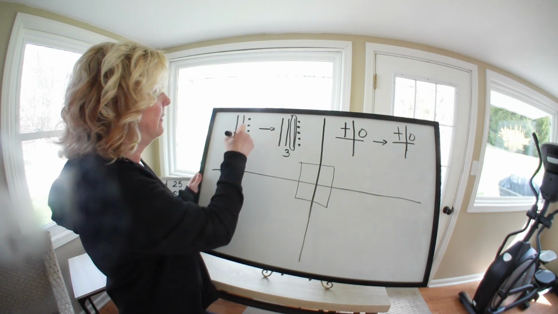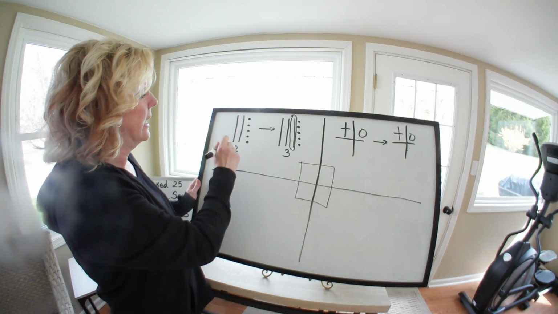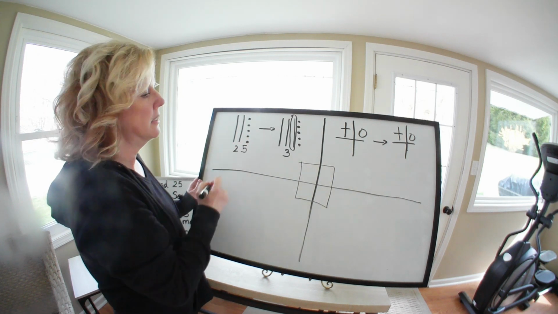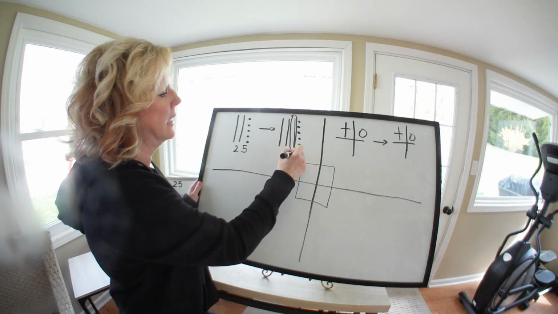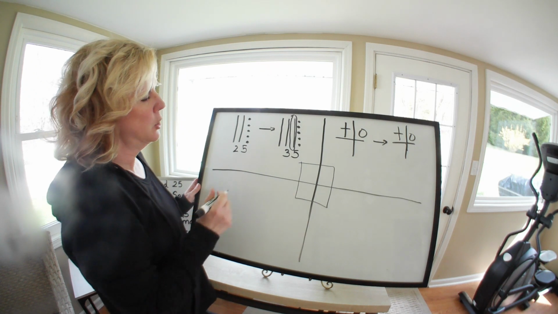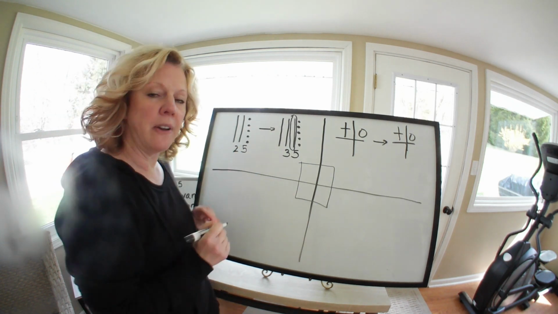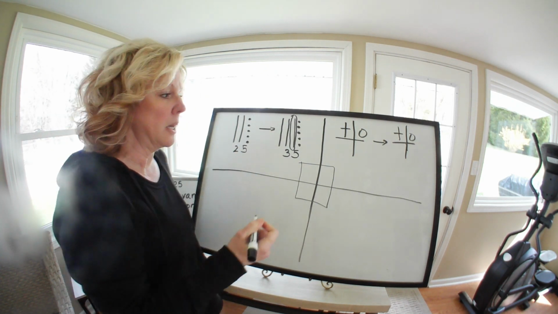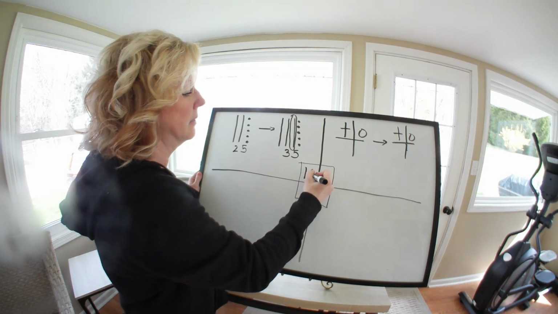So if I fill this out the way we normally would, I have 2 10s and 5 1s, and I have 3 10s and 5 1s. So I went from 25 to 35, which is 10 more. So my answer is 10.